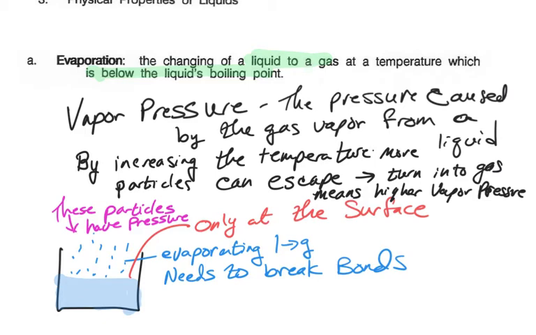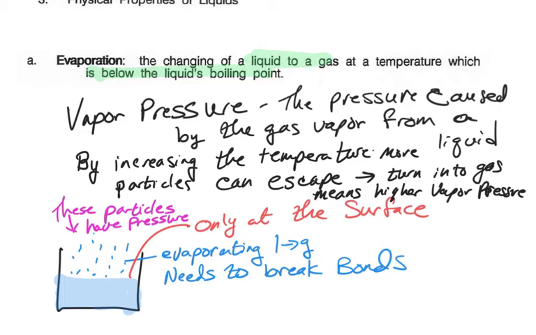Same thing happens here. As they warm up, those particles move faster. As they move faster, they're going to escape from the liquid. They're going to turn into a gas. And that's how the gas pressure increases, the vapor pressure increases, okay?